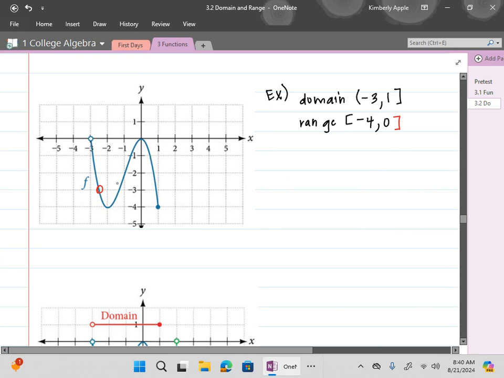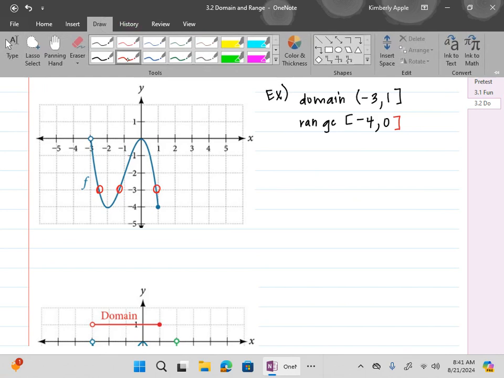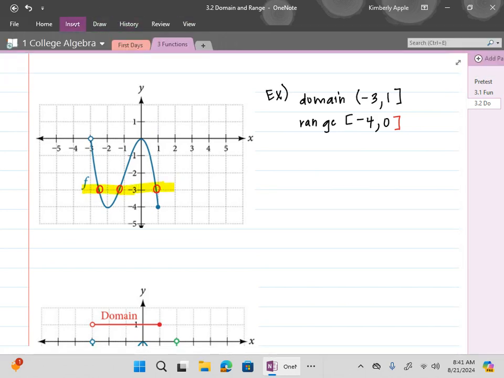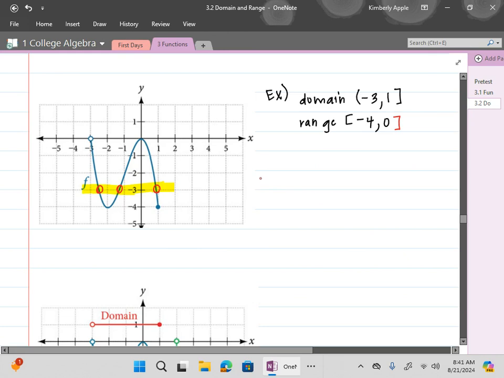Okay, let's do it like this. Let's do the range and the domain like this. That's not a really nice value. So let's just do the range. So basically what's happening is there's a cut in the graph right here. So in this instance, the range would look like this. It would be -4 up to -3, and then it would pick up again at -3, and it would go all the way to 0.